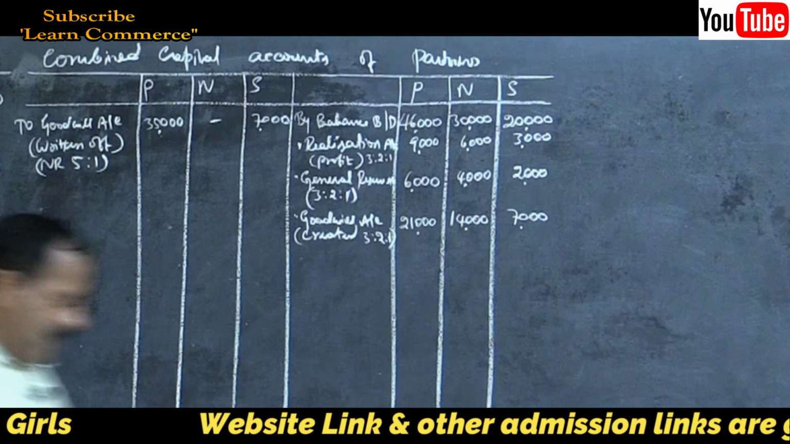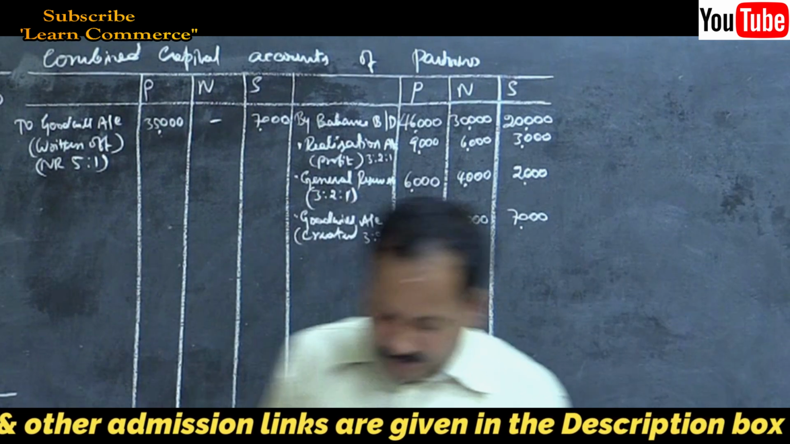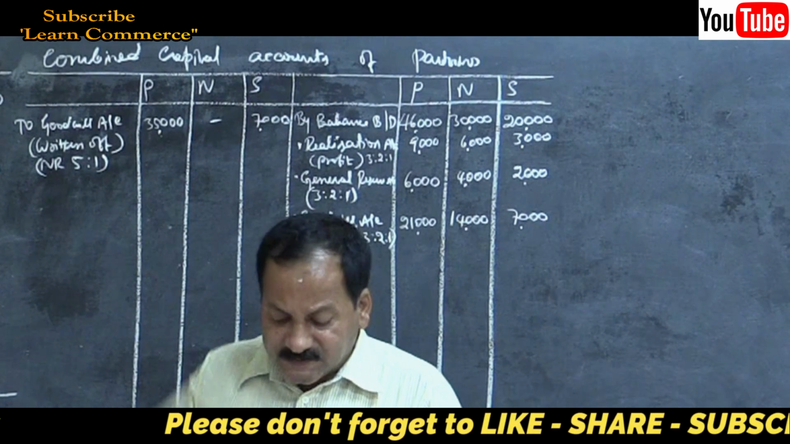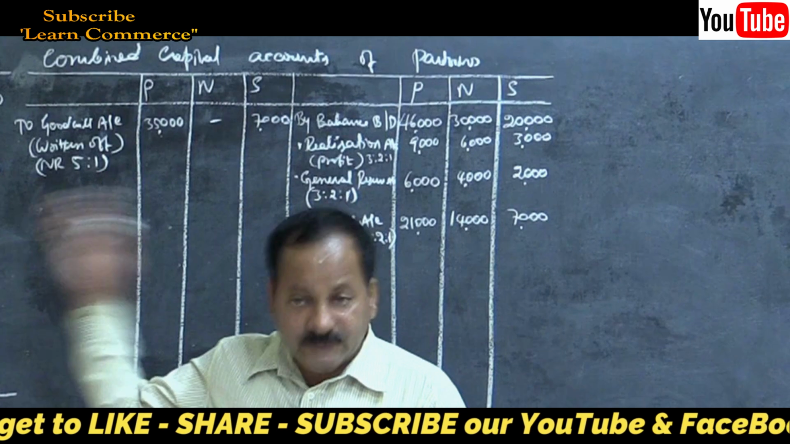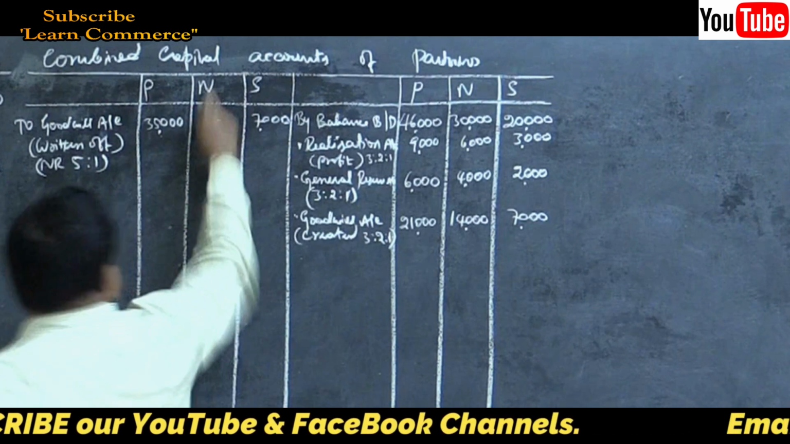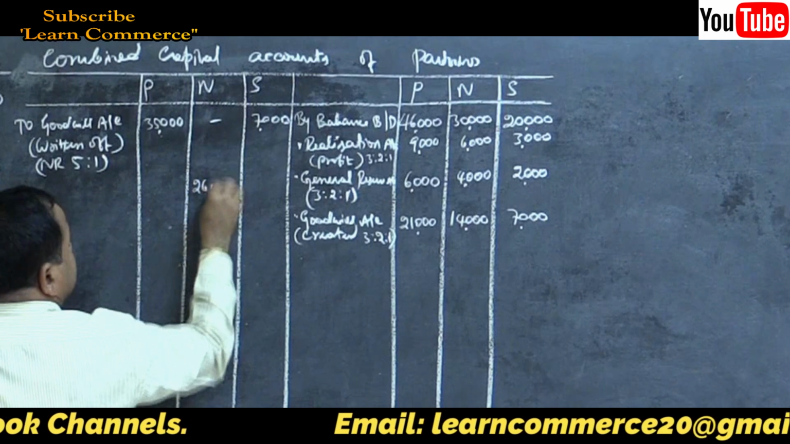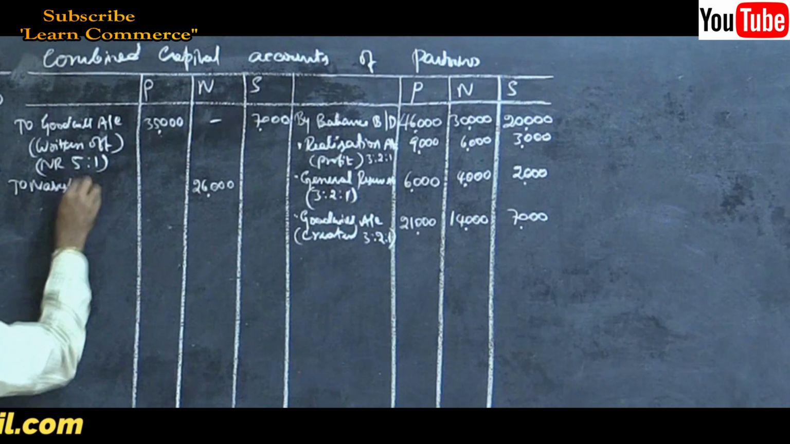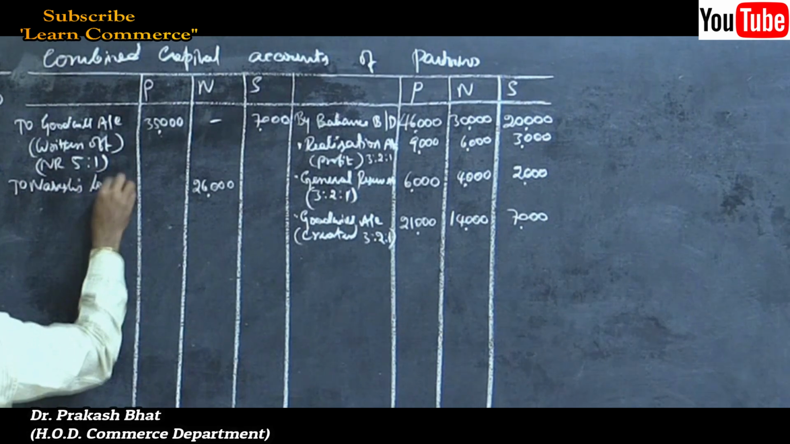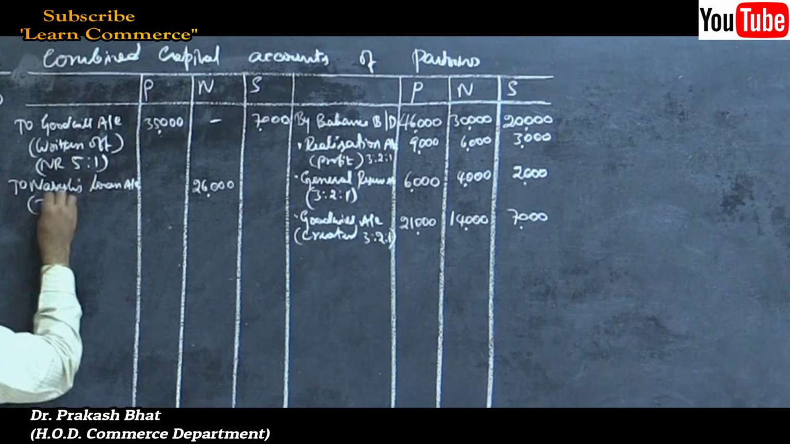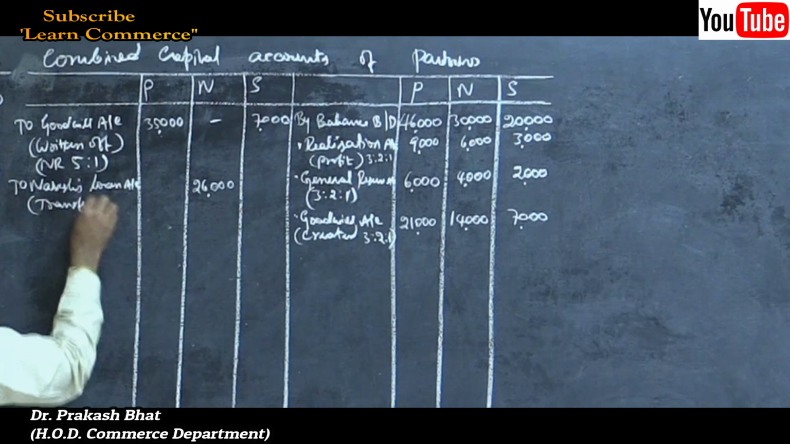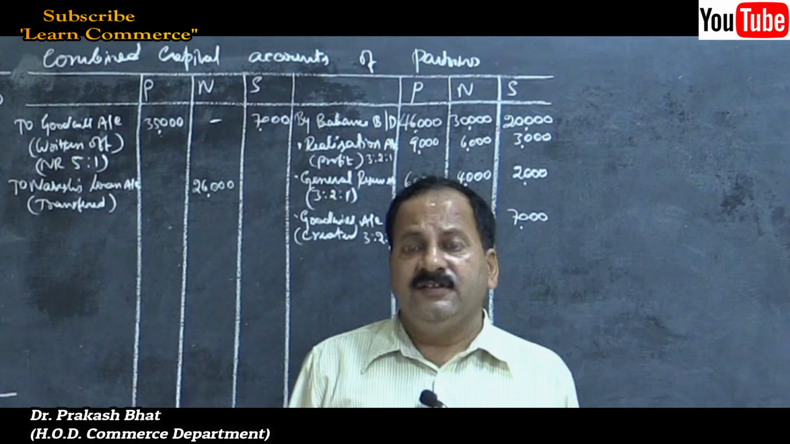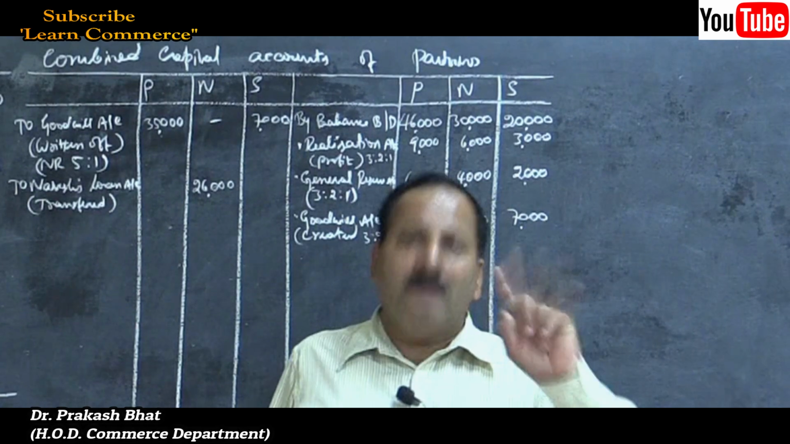Then what else? No other entries? Now a clear instruction is given. Rupees 26,000 from Naresh's capital account be transferred to his loan account. So transfer 26,000 from Naresh's capital account to his loan account. Right, here transferred. Remember, this is not a balancing figure. They told us to transfer only this much. Then whatever the rest should be paid through bank.